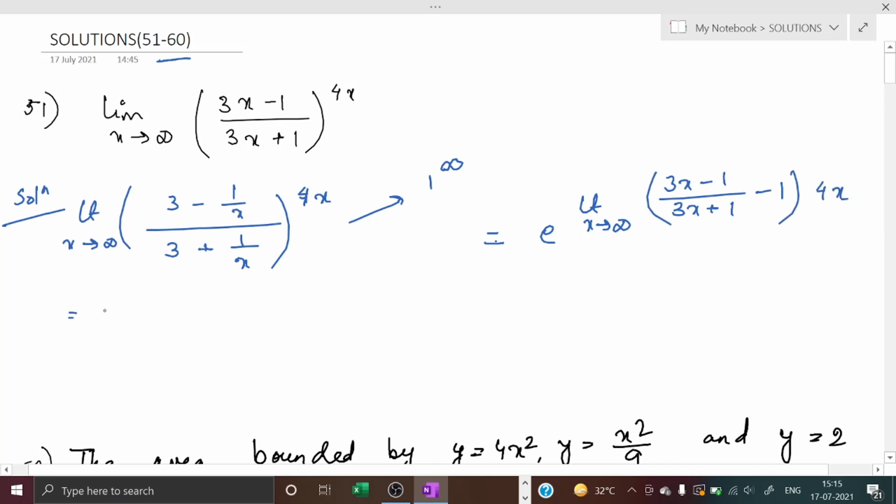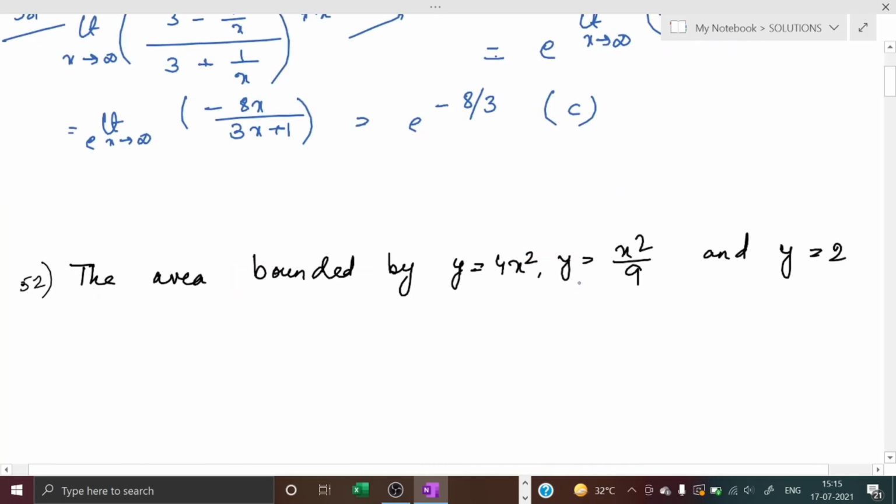So this can be written as e to the power limit x tends to infinity. After solving this, you will get minus 8x by 3x plus 1, and if you divide this by x, then you get minus 8 by 3. So the answer is e to the power minus 8 by 3, and that is actually option number C according to your question paper. Okay.